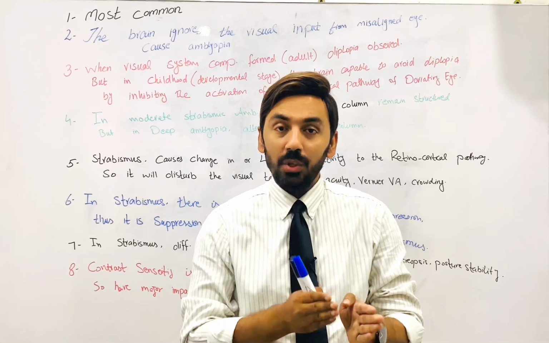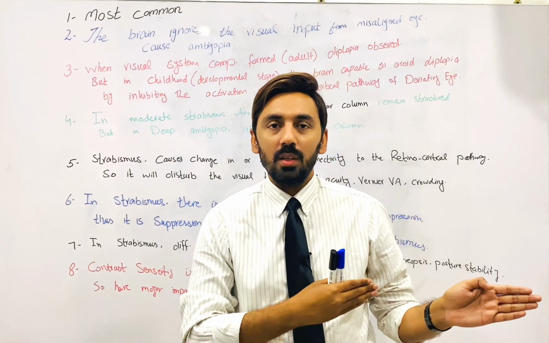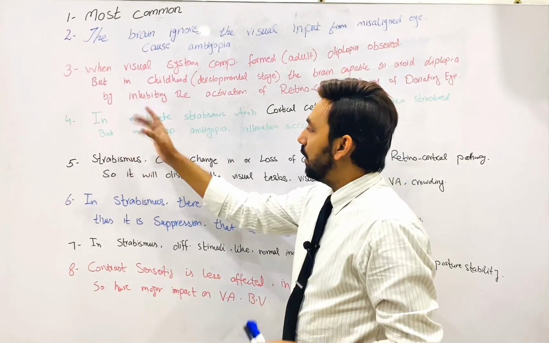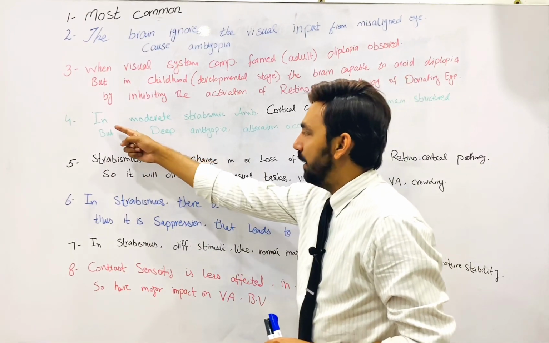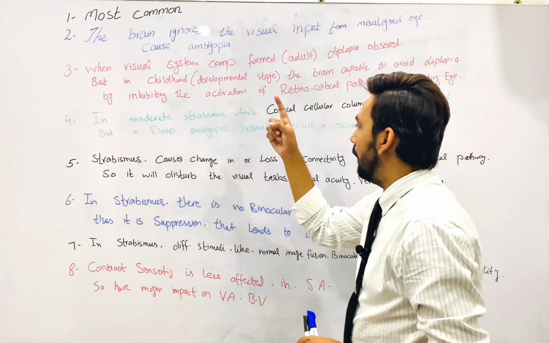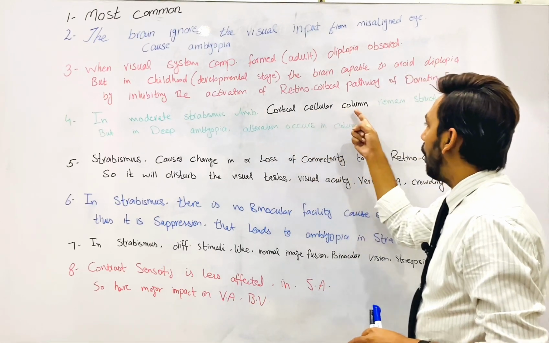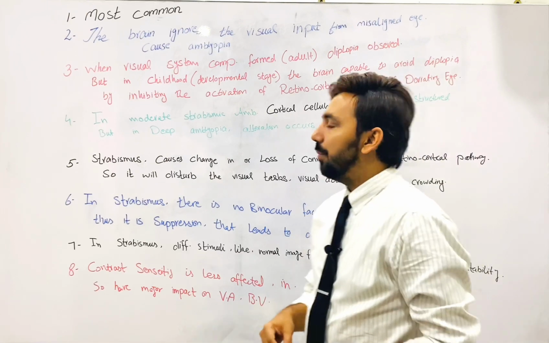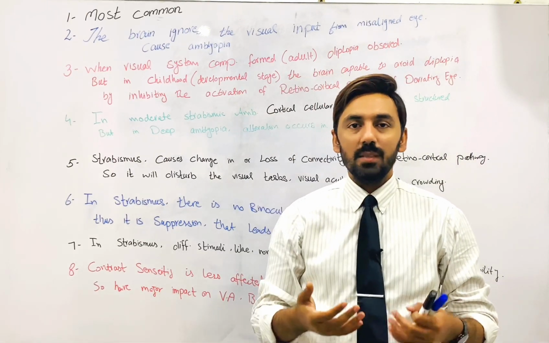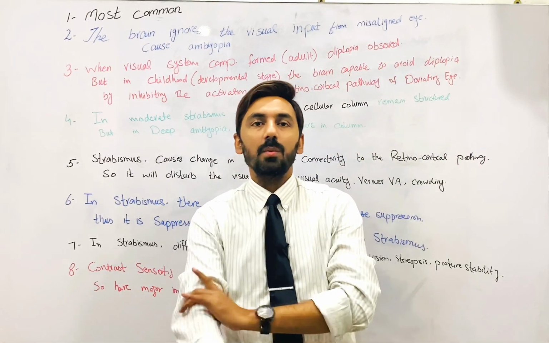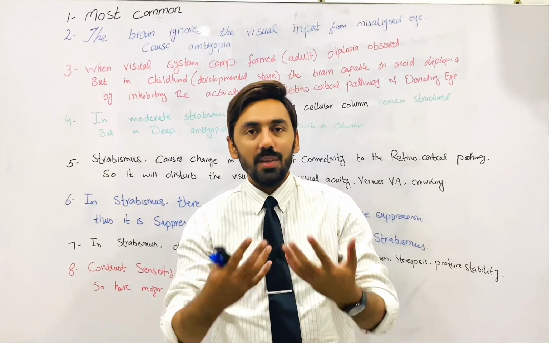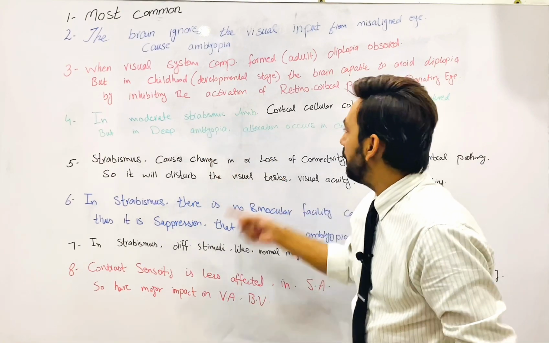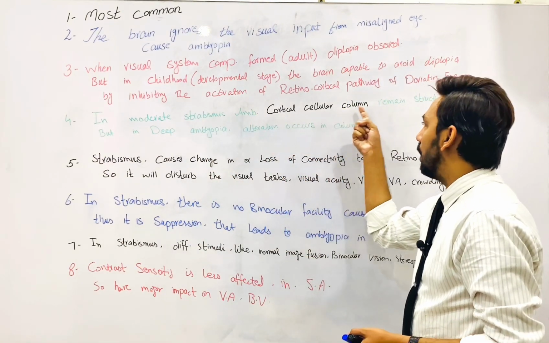So that inhibition will lead towards the amblyopia. And now we will learn about the fourth point. The fourth point is, if the amblyopia is moderate, he is saying that in moderate strabismic amblyopia, the cortical cellular column remains structured. What does it mean? He is saying that if the strabismus is moderate, there is no severe strabismus, and there is no severe strabismic amblyopia. In moderate strabismic amblyopia, your cortical cellular column remains structured.